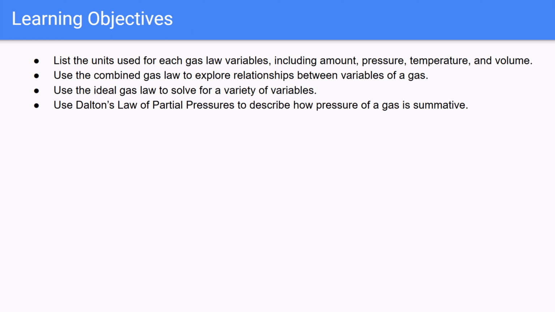Okay, I'm going to just click. There we go. Clicking the wrong button there. So what are our learning objectives for this particular video? Well, it's going to be relatively short. We're just going to learn different units for gas law variables, including amount, pressure, temperature, and volume. Use the combined gas law to explore relationships between variables of a gas.